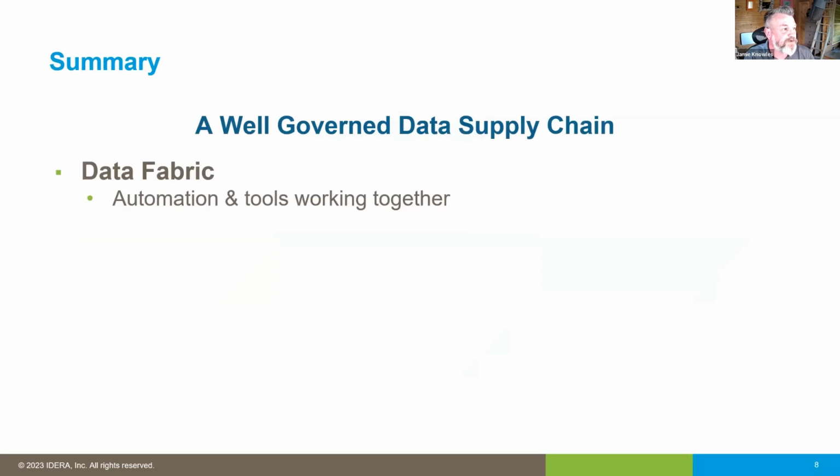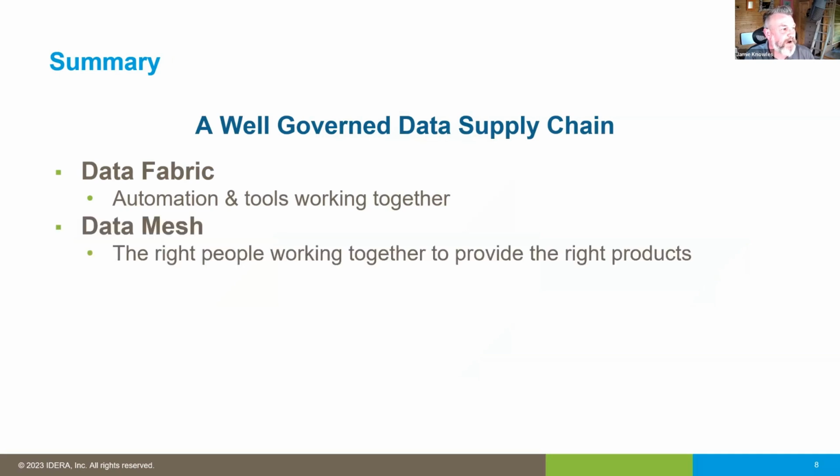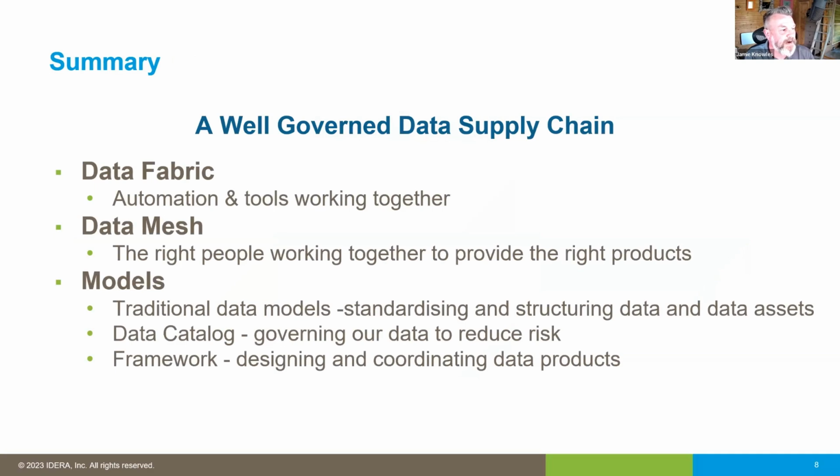So our mission is to produce that well-governed data supply chain. We've got our tools working together with lots of automations to provide that data fabric. With the data mesh side of things, we want to make sure that the right people are thinking about the right products, the stuff that people want and need to use. And it's all going to be driven by models that allow us to standardize, structure, and understand our data using a data catalog. Everything's connected to a governance framework. And we're designing and coordinating a really well thought through set of data products.